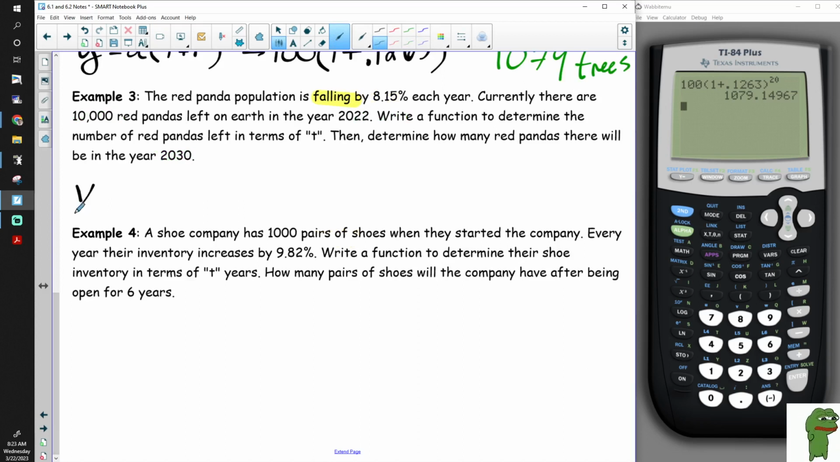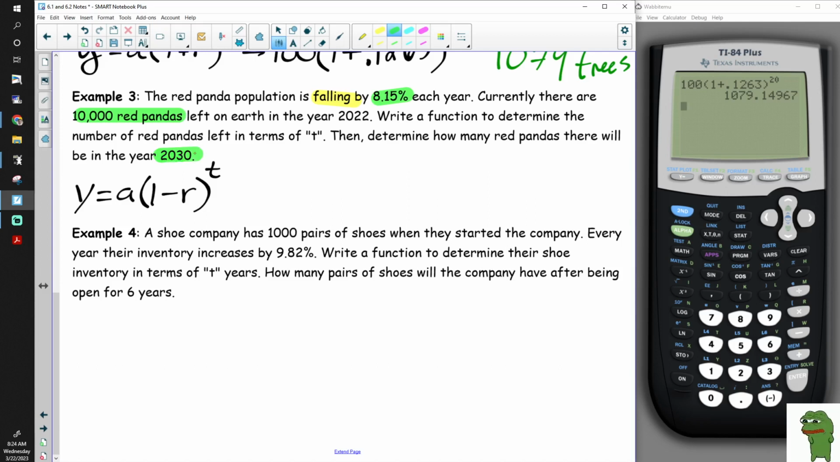We are going to use y equals a times 1 minus r to the t. This is an exponential equation that falls. Okay, and we know that just by that word falling. Okay, it's falling by 8.15% each year. Currently, there are 10,000 red pandas left on Earth in the year 2022. Write a function to determine the number of red pandas left in terms of t, and determine how many there will be in the year 2030.